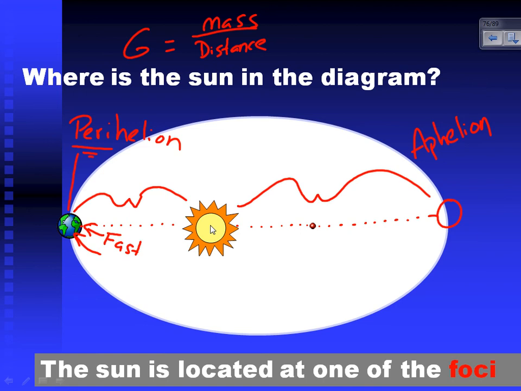And then when are we moving the slowest? When we're at the furthest point, at our aphelion position, right? And this is when we're moving more slowly. Because we're far away, there's a lower gravitational pull, and therefore we move more slowly in our orbit.